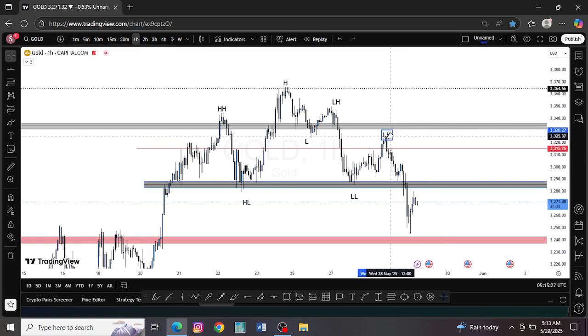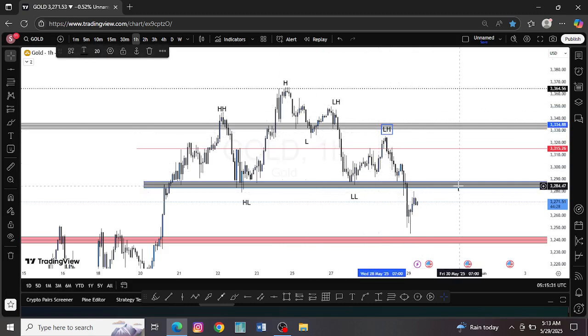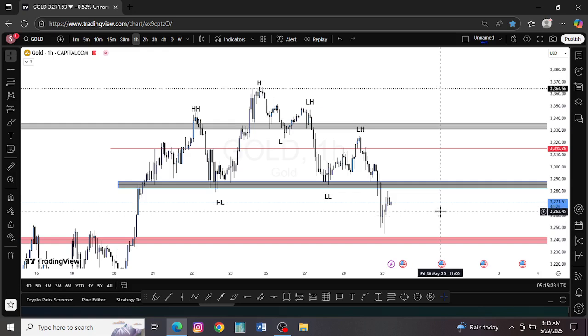So clearly we can now see that price is in what? A downtrend. So here, once we know that price is in a downtrend, then what do we do? We join the sellers to sell in the market.